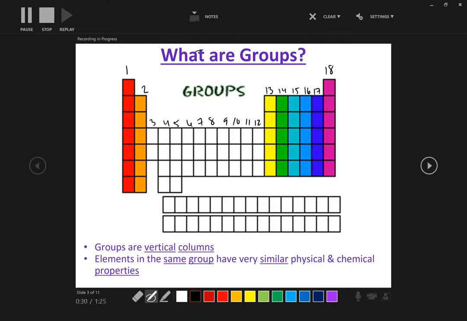Now, why are some colored and some not? We use some more than others. The ones that are colored are the ones we're going to refer to more often. And our groups go downward, so we can see that everything in the same column is the same color.